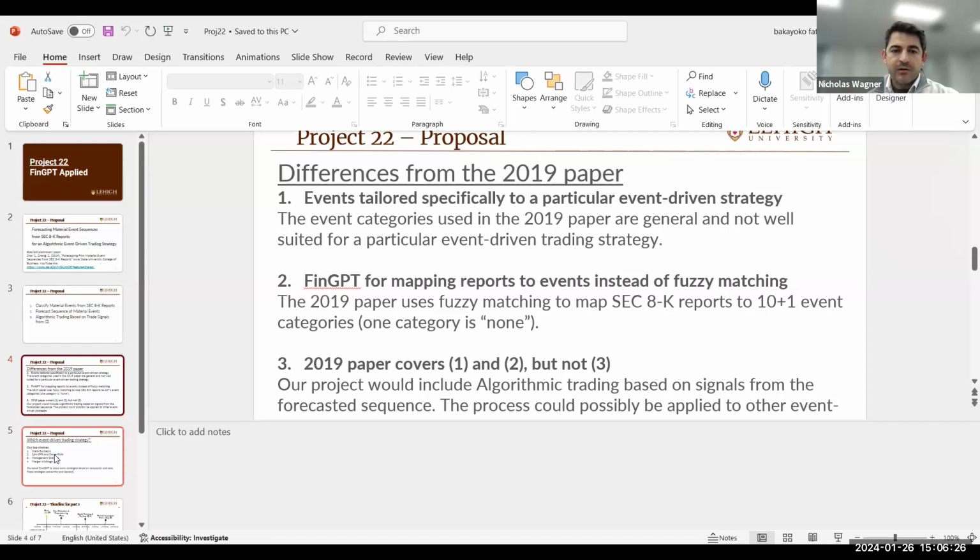And then the third difference is that their paper doesn't cover algorithmic trading, so it doesn't apply what they were researching, whereas we would actually apply it by using algorithmic trading in part 3.